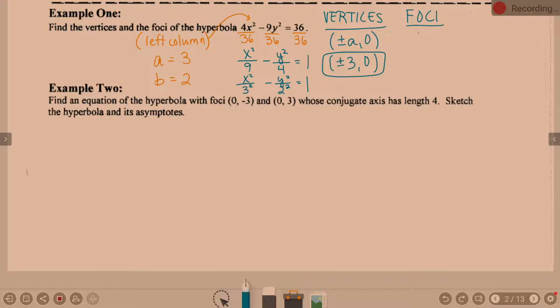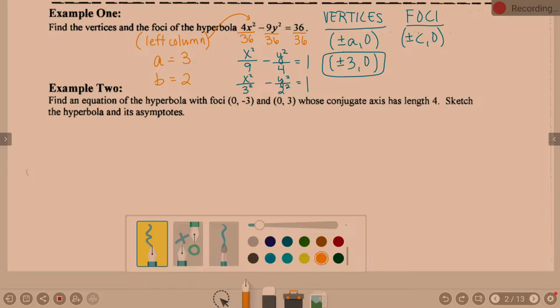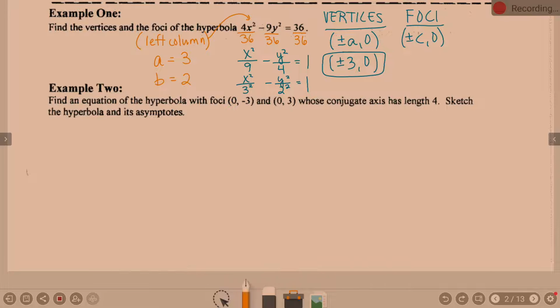Foci? Well, if vertices are plus or minus a, 0, then foci are plus or minus c, comma 0. And what's the catch here? I don't technically know c. How do we find c?